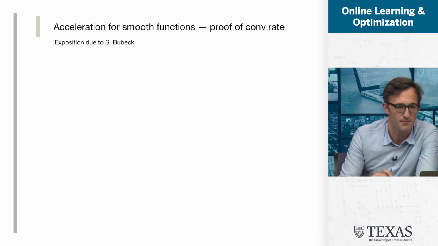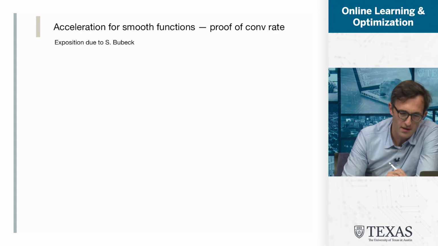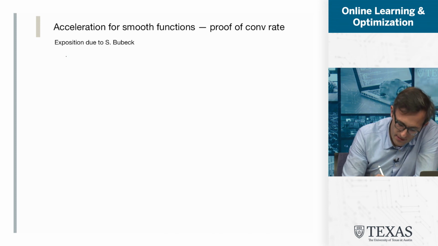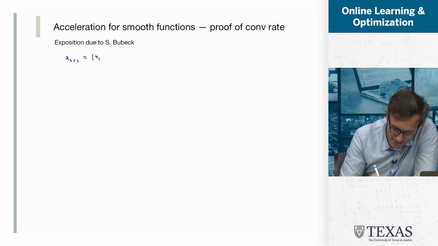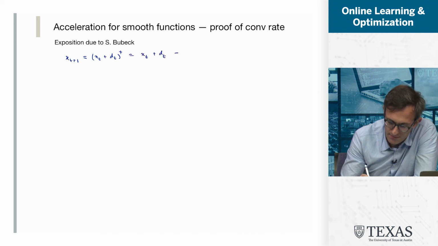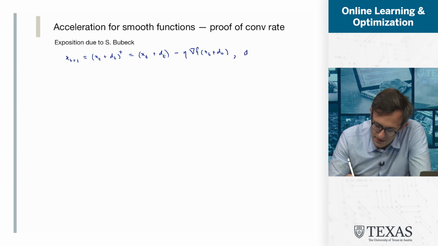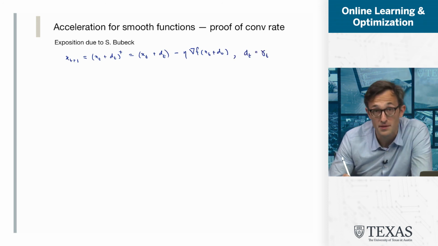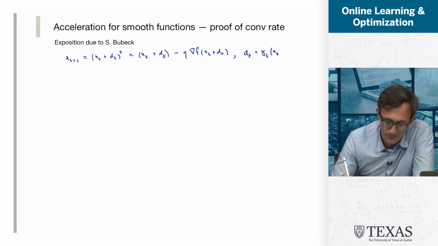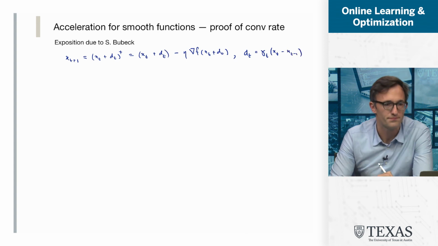Okay, so again, what we have is that x_{t+1} is equal to x_t plus d_t plus the gradient step, which is equal to x_t plus d_t minus my step size times the gradient of my function evaluated at x_t plus d_t. And recall that d_t is my momentum term times some scalar that could be time dependent. So it's gamma_t times (x_t minus x_{t-1}).